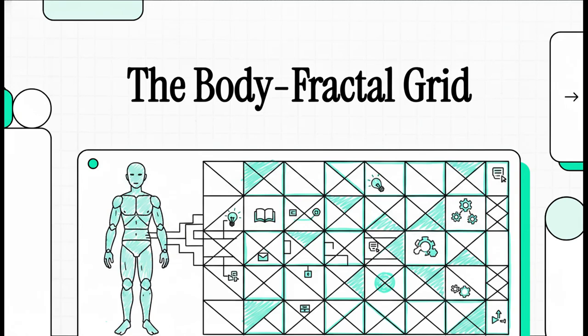All right, let's get right into this explainer. Today we're taking what looks like just a basic drawing of the human body and completely transforming it. We're turning it into a surprisingly powerful spatial memory system. We're talking about the Body-Fractal Grid.